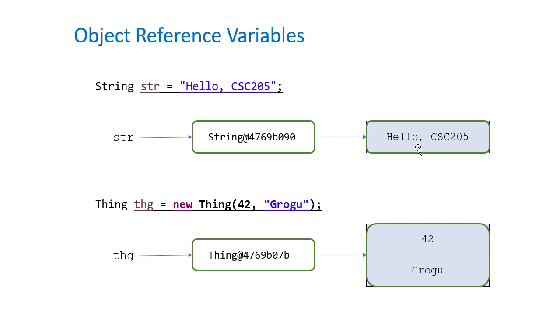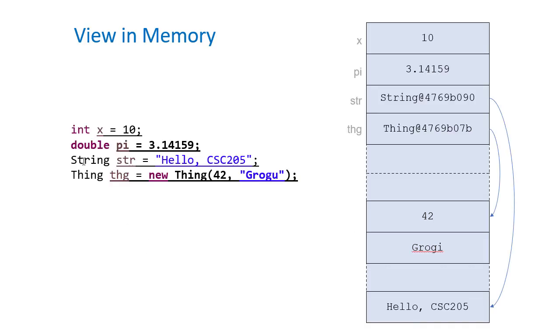Now, one thing about strings is that they're a special type of object in that I don't have to actually instantiate it explicitly. When I give it this string literal, it knows to create an object from that. Whereas with the thing object, I have to actually explicitly call new to instantiate the object. So this is what that looks like in memory.